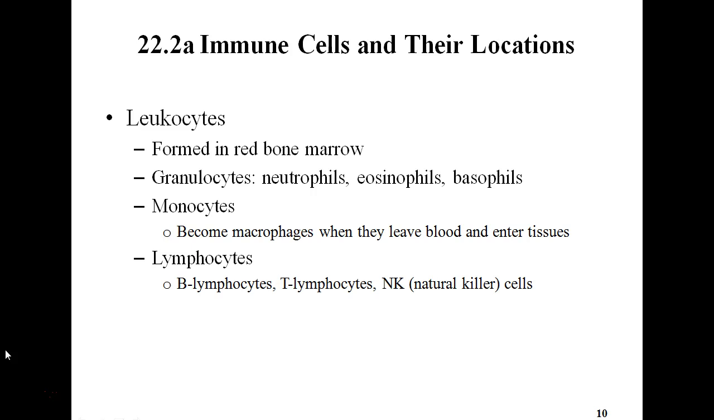So now let's take a look at some cells that are going to help protect us. One of those cells that protects the human body are leukocytes. We might recall the presence of leukocytes from our discussion in the blood system. These leukocytes are formed in the red bone marrow of bones, and they include neutrophils, eosinophils, basophils, monocytes. We're talking about T lymphocytes, B lymphocytes, and natural killer cells. We're going to go in depth into each of those a little bit down the road.